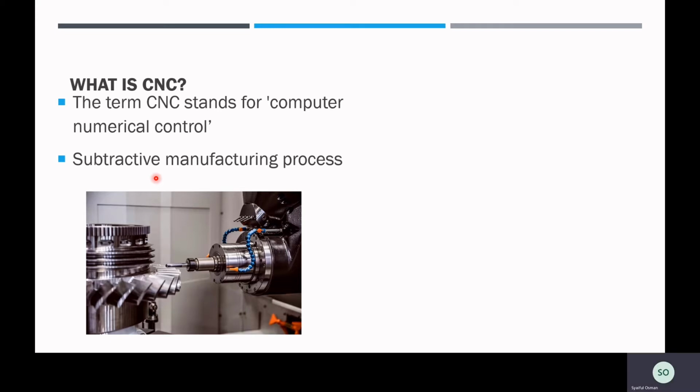And this process is very suitable for a wide range of materials, including metals, plastic, wood, glass, foam, and composites, and has many applications in a variety of industries, such as large CNC machining and CNC machining aerospace parts.